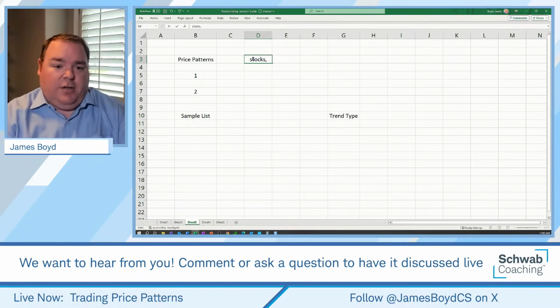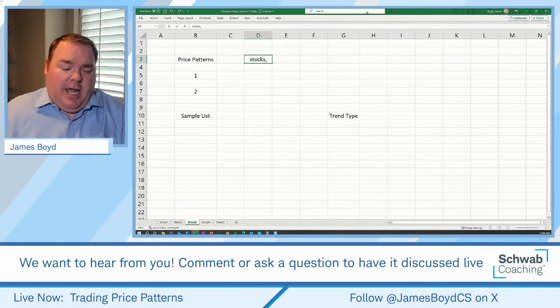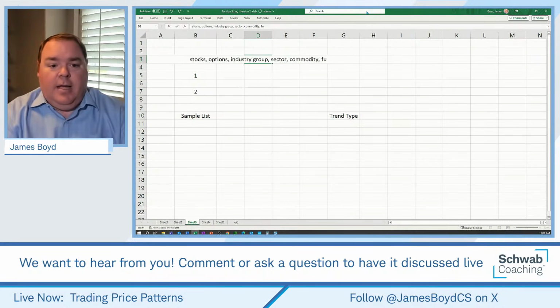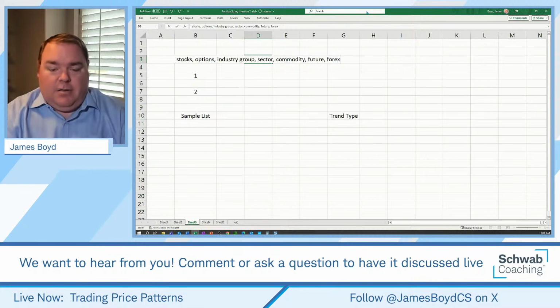Well, we could use it for stocks. It could be used, let's say, for options in general, like trading options. It could be an industry group. It could be a sector. We could use it on a sector if we wanted to. It could be a commodity. It could be a future. It could be, for crying out loud, Forex.